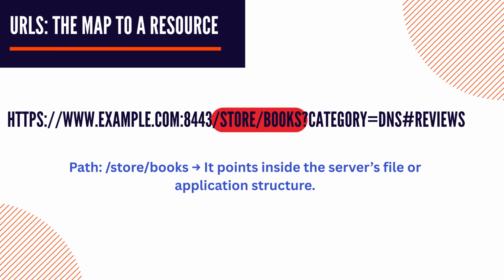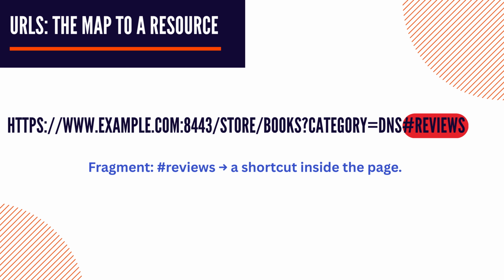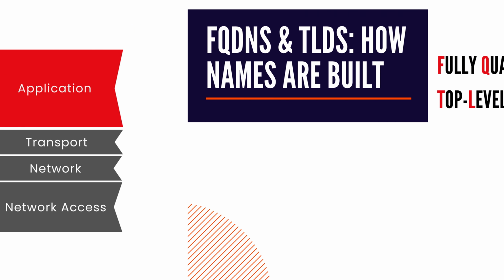Path: /store/books, like saying third floor, bookstore section. It points inside the server's file or application structure. Query: extra instructions, like bring me the DNS books. Web apps use these parameters to filter or personalize content. Fragment, a shortcut inside the page. In a PDF, it's like skipping directly to chapter 5. URLs live at the application layer of networking, the part humans actually touch. Computers need numbers, but people need names and directions.